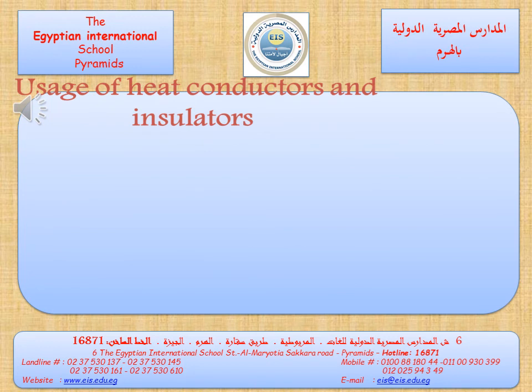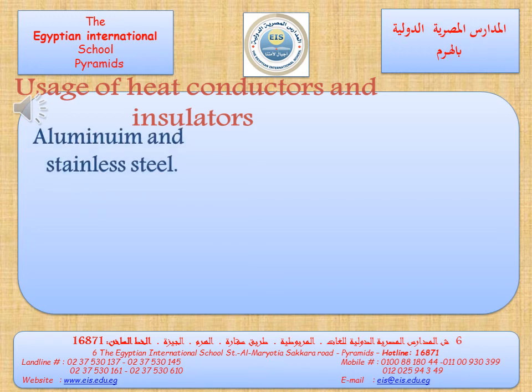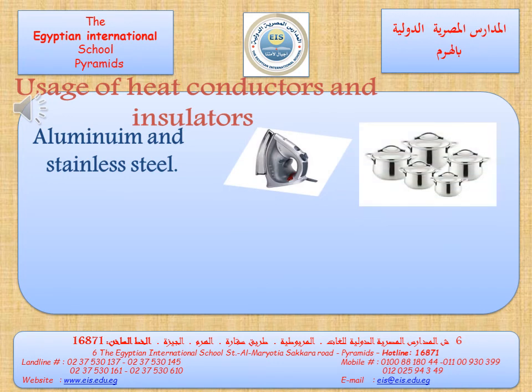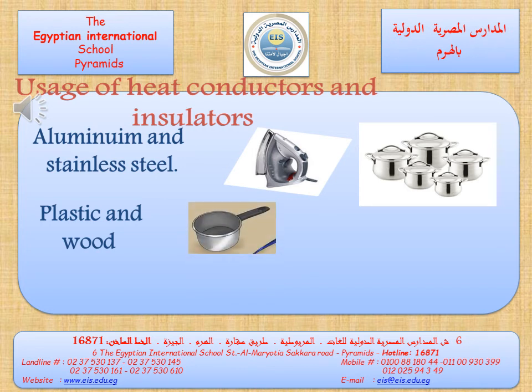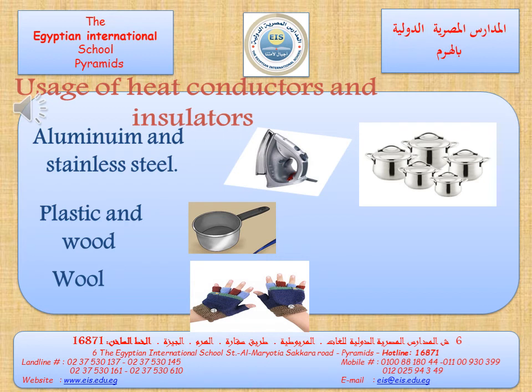Some usage of heat conductors and heat insulators. Aluminium and stainless steel, which are heat conductors, are used in making cooking pots and kettles that are used in houses and factories. Plastic and wood, which are heat insulators, are used in making the handles of cooking pots, electric irons, and kettles. Wool, which is a heat insulator, is used in making heavy blankets and clothes, so they are used in winter. Why do we wear clothes made of wool in winter? To prevent any leakage of heat and so keep the body warm.